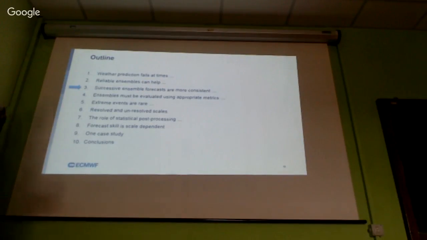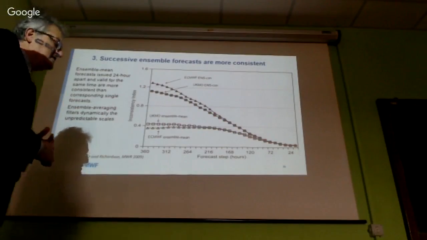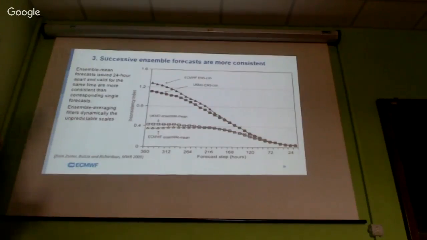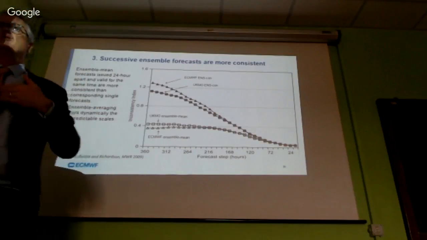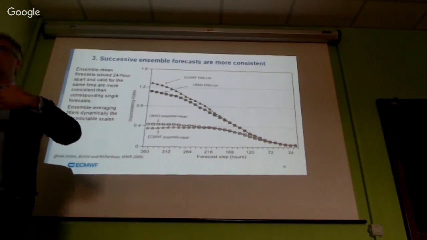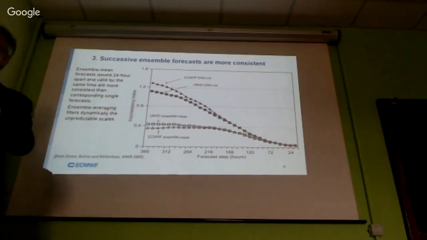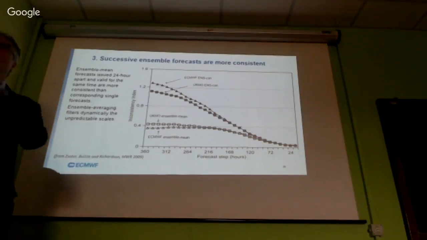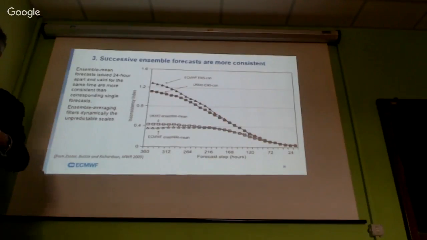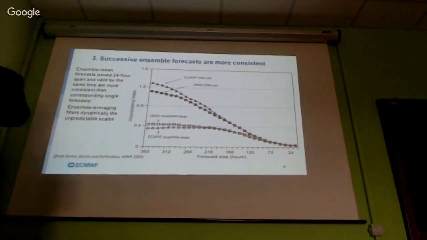Third point, why the ensembles are useful, is that successive ensemble forecasts are more consistent than successive single forecasts. This comes from a study that we did about 10 years ago. One of the tricky situations that you as a forecaster face is that every 6 hours or every 12 hours, you are given access to a fresher, younger forecast. And forecasters tend to compare this younger forecast to the previous one. If these two forecasts are very different from each other, forecasters would lose confidence in the forecast. Which one should they trust? Should they trust the younger, because it's the most recent, or the oldest?